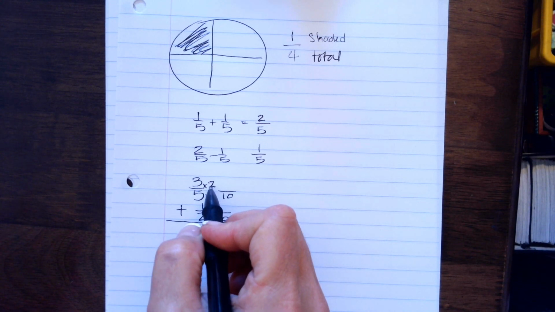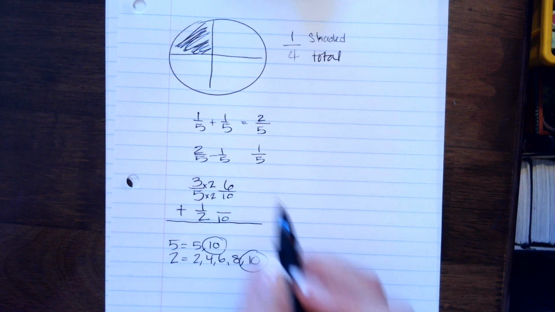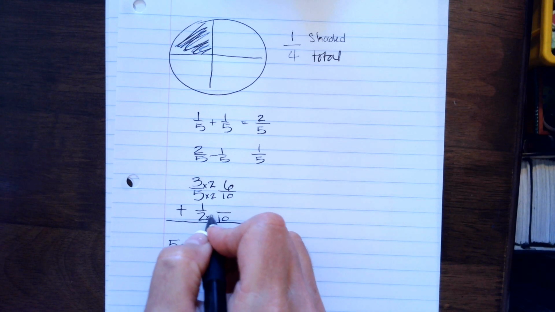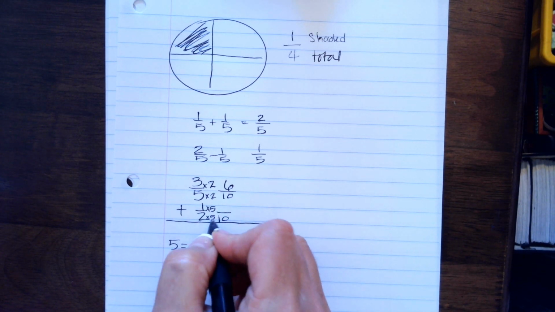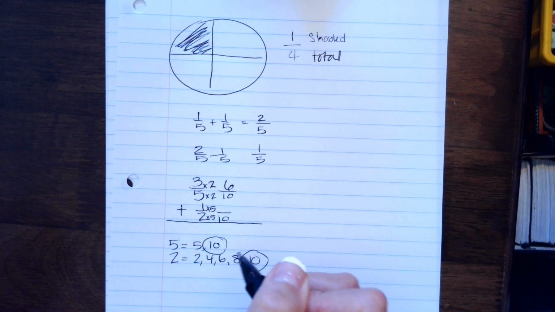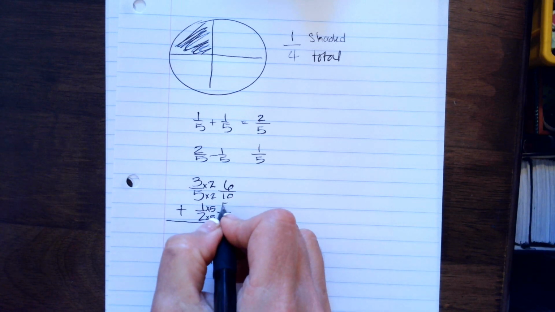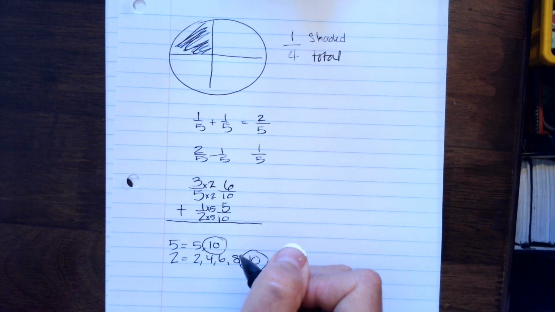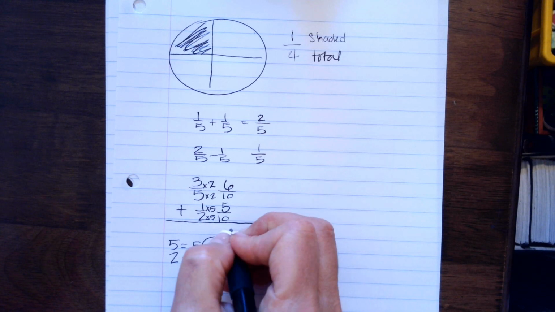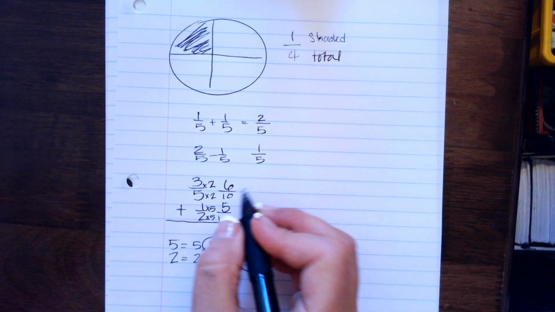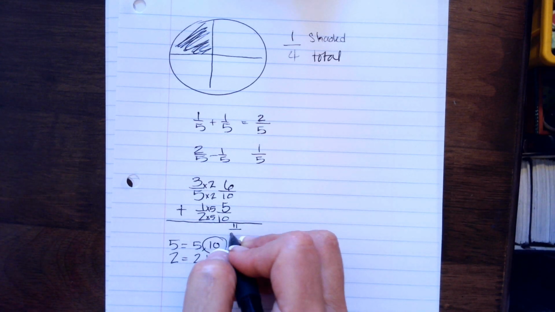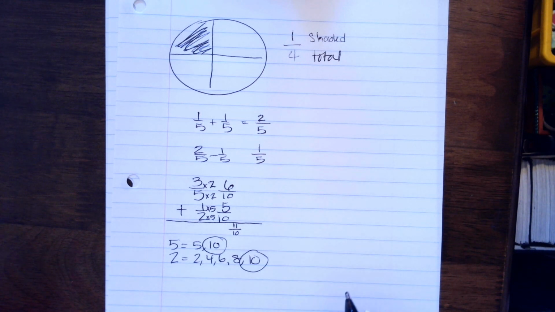Anything I do to the denominator, I do to the numerator. And same thing with the denominator down here. I multiply this by 5, and then I multiply this times 5. Now I have the same denominator. 6 plus 5 is 11. And then 10, I just rewrite down here, and it becomes 11/10.